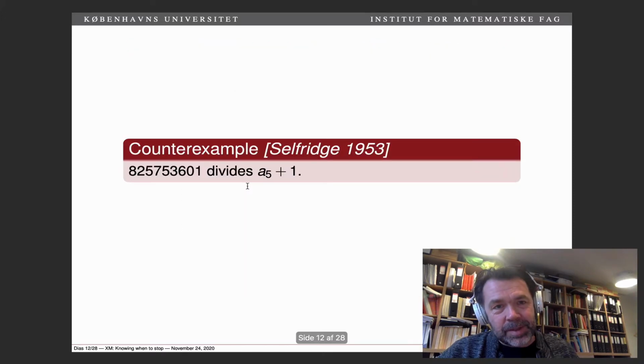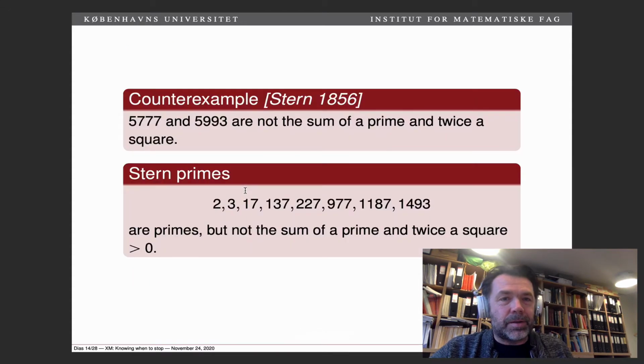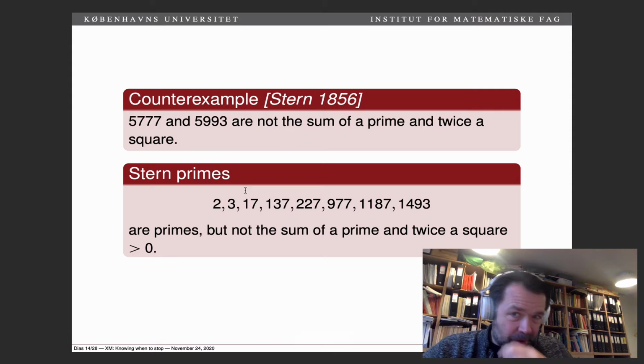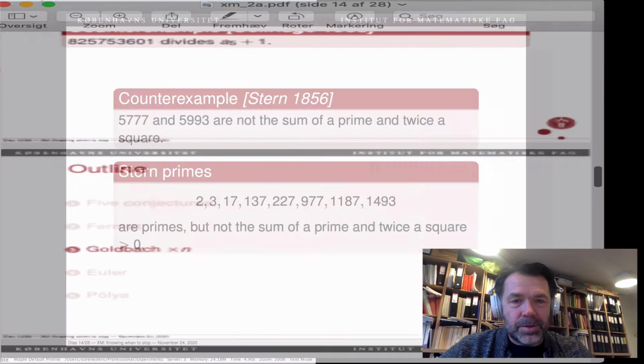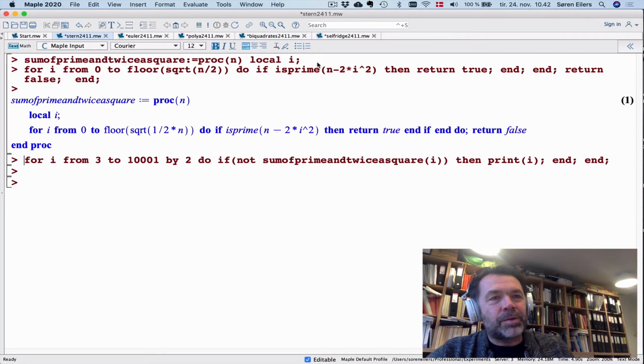Okay, so this was the first example by Selfridge. Let's go on to the Goldbach conjectures. So let's talk about the second Goldbach conjecture, the other Goldbach conjecture first, the one that says that every odd number is the sum of a prime and twice a square. And let's do this in Maple. It's very easy to write a little program that checks these kinds of things.